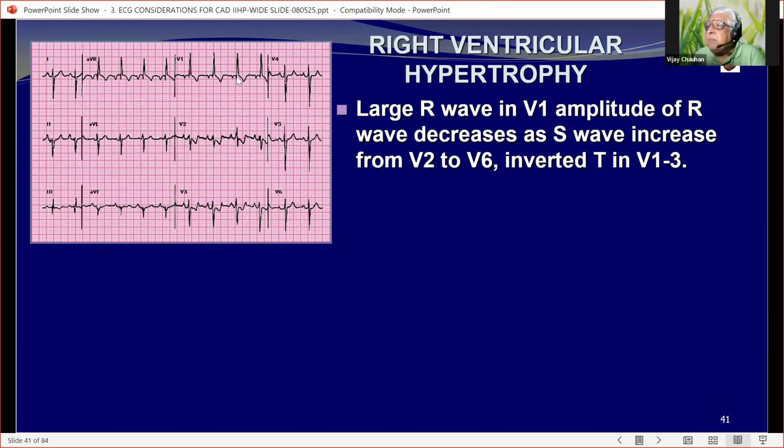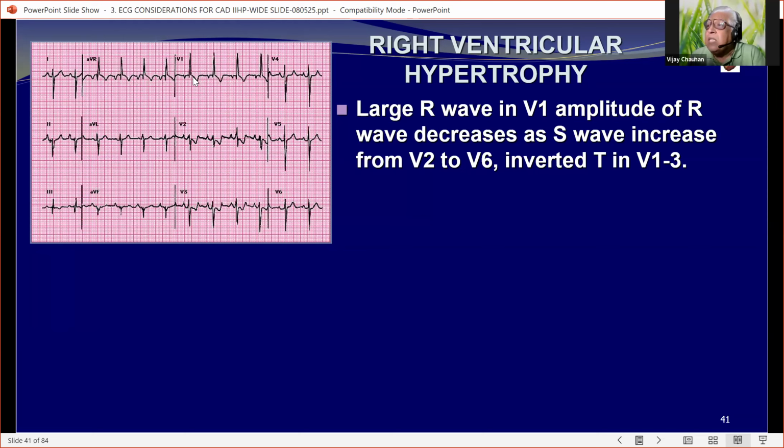And then you will see the S wave in V5, 1, 2, and half of 3. So 6 big squares, approximately 30 small squares. It should be more than 35. Basically it is not showing that particular criterion, but more than 35 qualifies for right ventricular hypertrophy. However, there are other features.